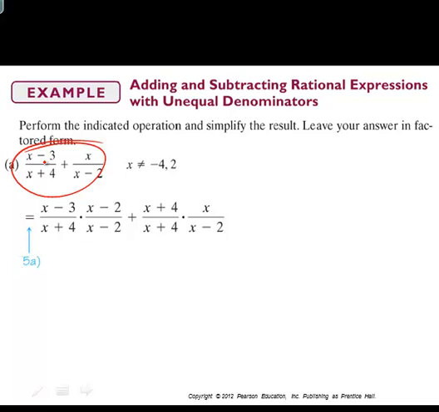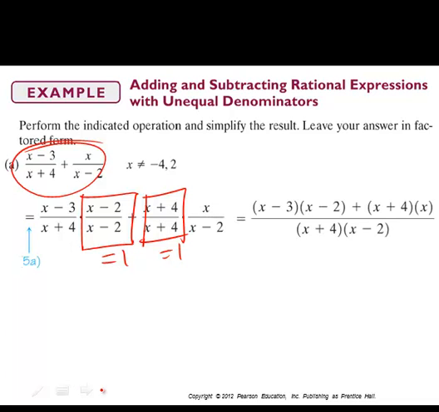So here we've got this addition operation, (x minus 3) over (x plus 4) plus x over (x minus 2). Multiply the numerator and denominator of this first fraction by (x minus 2) over (x minus 2). Remember that you have to multiply by some fraction that's exactly equal to 1, so that we're not changing the value of the original fraction. We're just changing the way that it's expressed so that it has the same denominator as the second fraction, which you're multiplying by (x plus 4) over (x plus 4). All right, that we're doing here. Remember, this guy is also equal to 1.